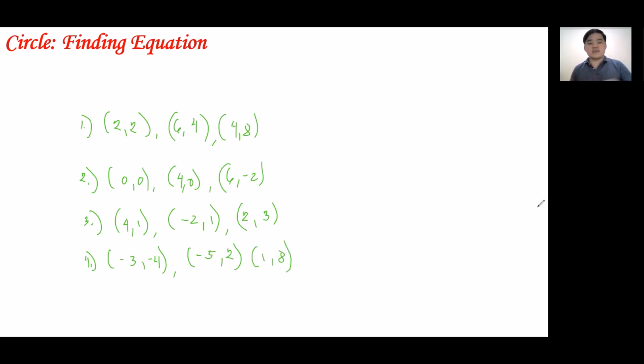Okay, so I think this one is a practice for you guys in order to identify the equation of the circle, using 3 points again.